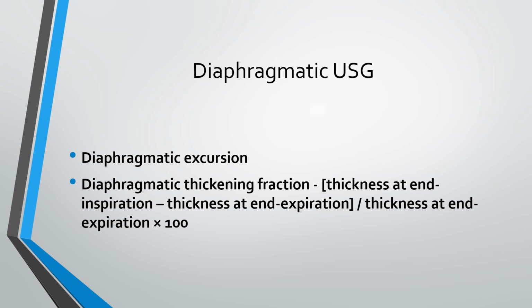The measurement of diaphragmatic excursion is best taken during spontaneous, unsupported breathing. One study reported that the diaphragmatic excursion cutoff value predictive of weaning was 10 mm, while DTF cutoff value predictive of weaning was 21.5%.